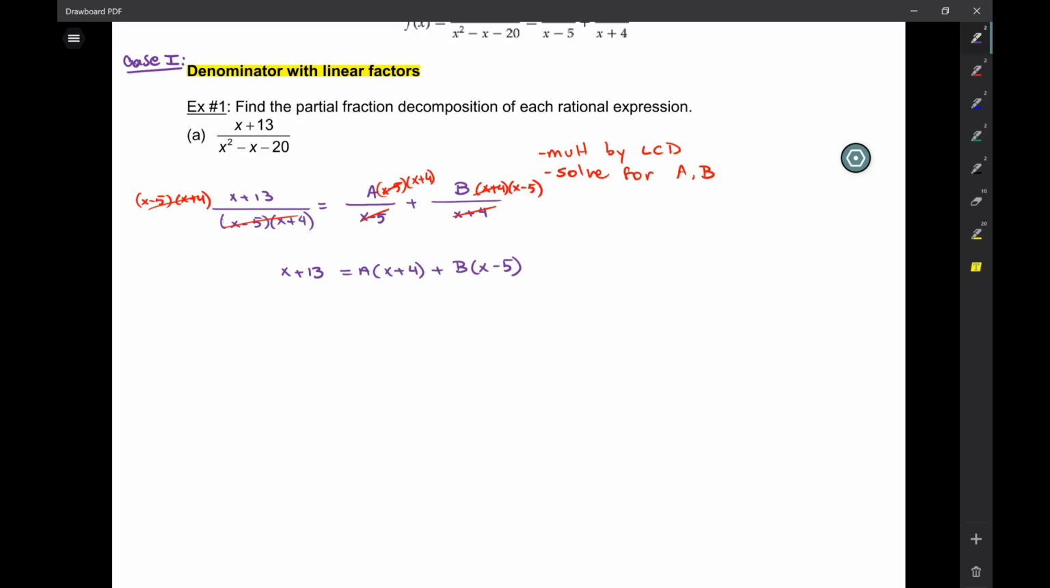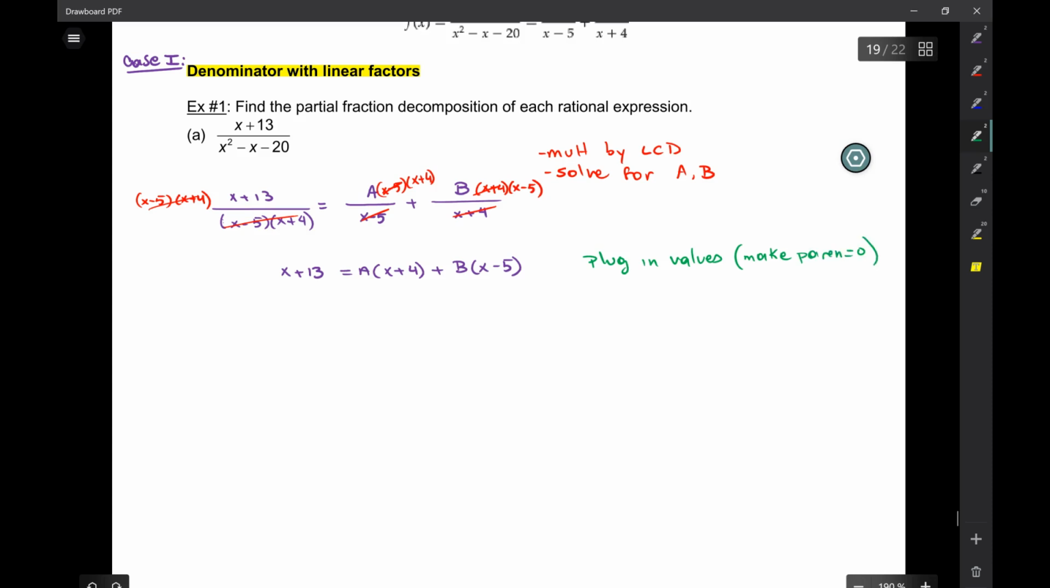Okay, now let me ask you this question. How many unknowns do we have? 2. So you need to have that many equations. It's A and B. We have 2 unknowns, A and B. So here's what you do. You plug in values, preferably ones that make parentheses equal to 0.